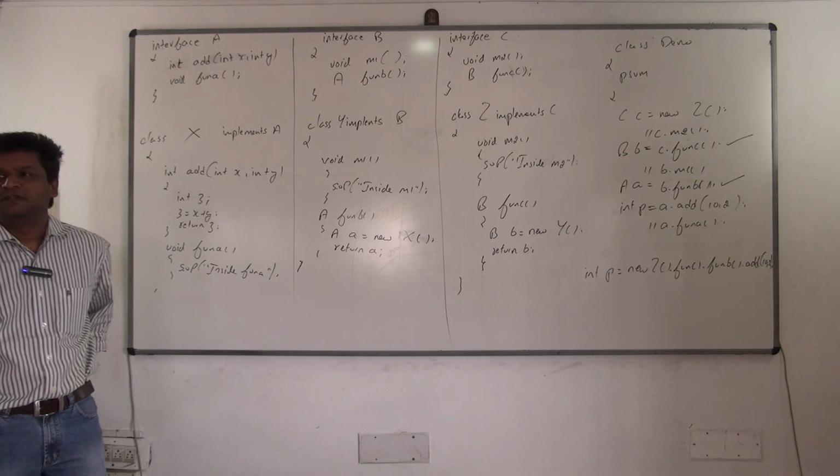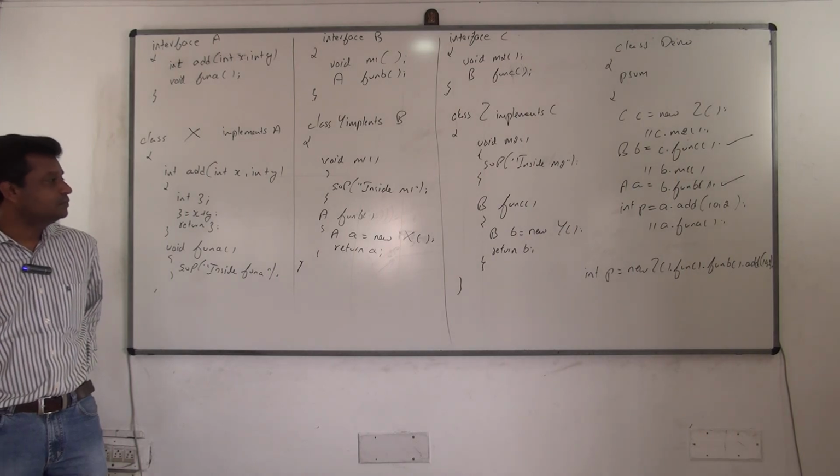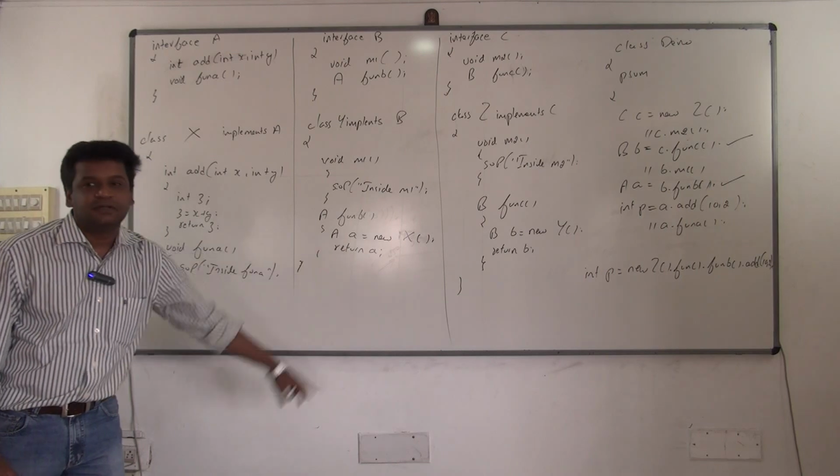Hardly 2 topics are pending now in Java, packages and what? Exception handling. That's it. Returning an interface is very, very important. Notice that.